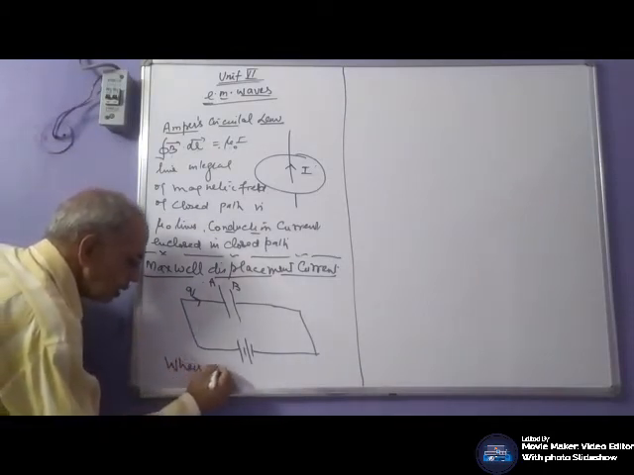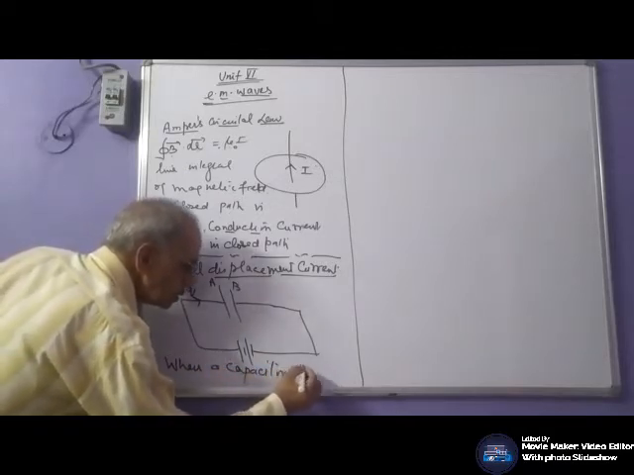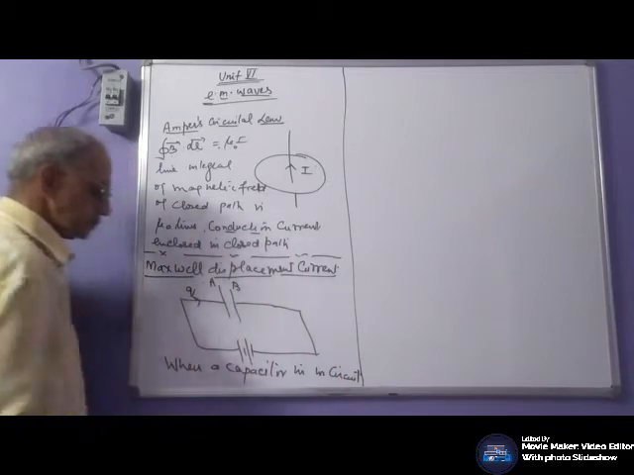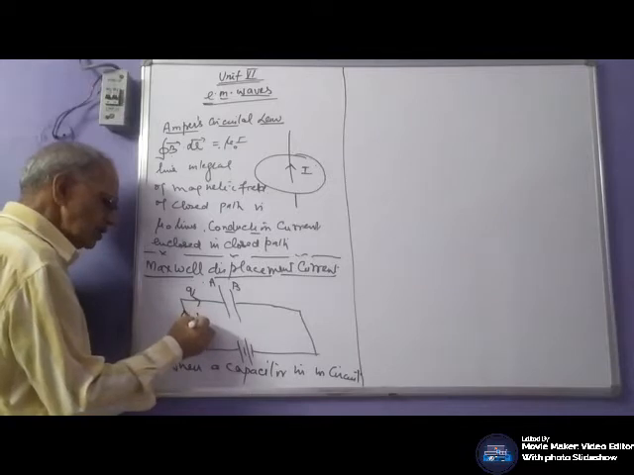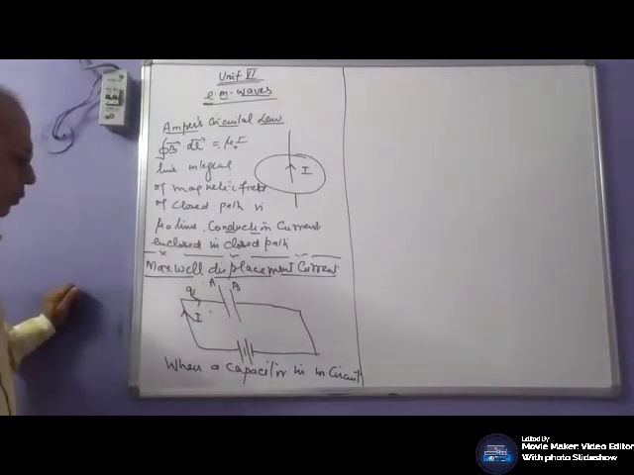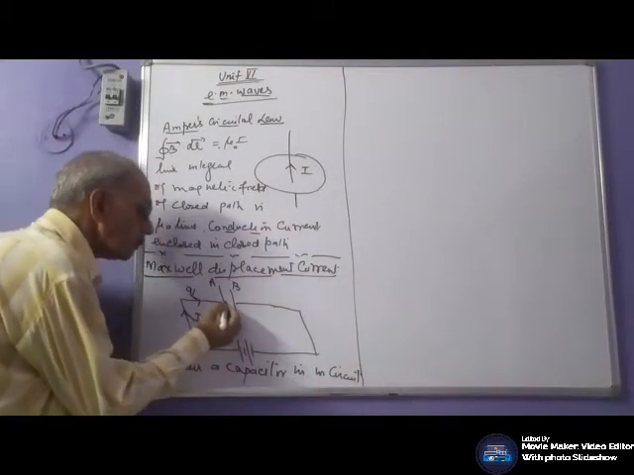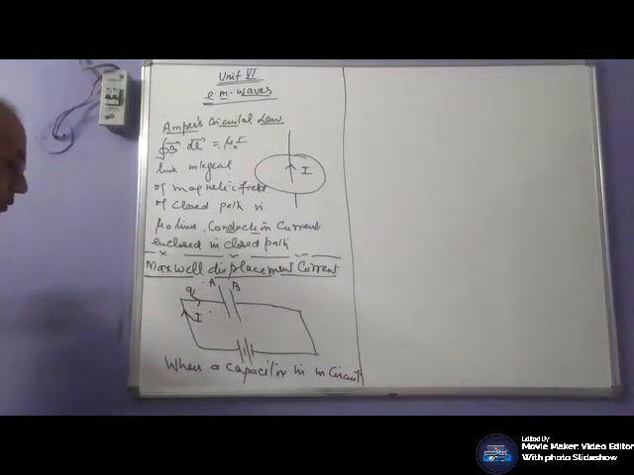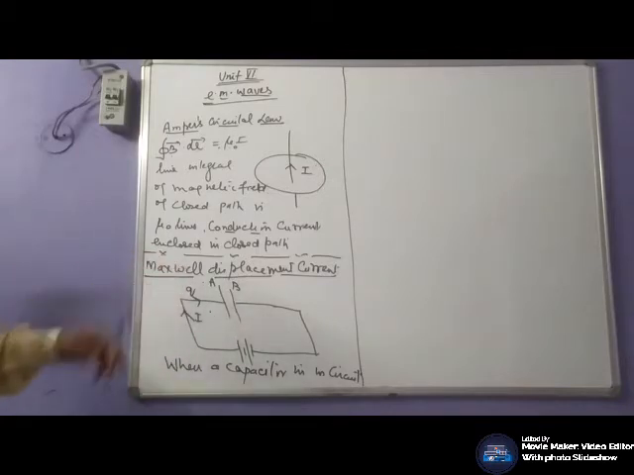When a capacitor is in a circuit, here the current in the wire is conduction current, but here there is no wire. So what should be this current? And that current was Maxwell displacement current.